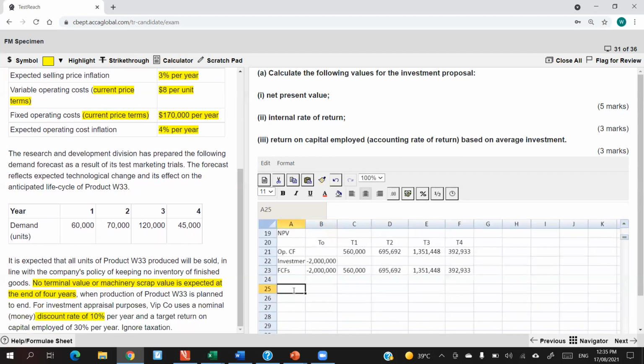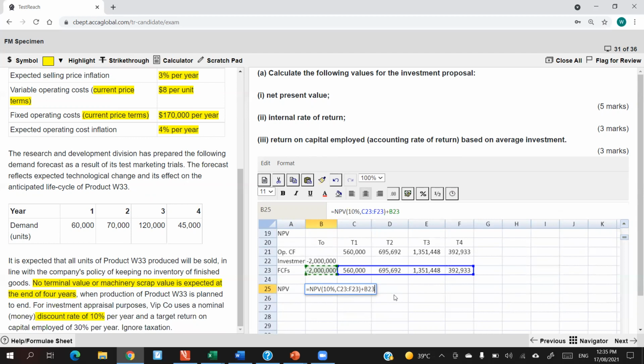Now, how do we discount this at 10%? We use the NPV function. And the NPV function is NPV 10%. And I'll take the range of all the cash flows that I want to discount, which are these ones from year 1 to 4. And I will close the bracket and add my investment separately. And that gives me the NPV for this project.